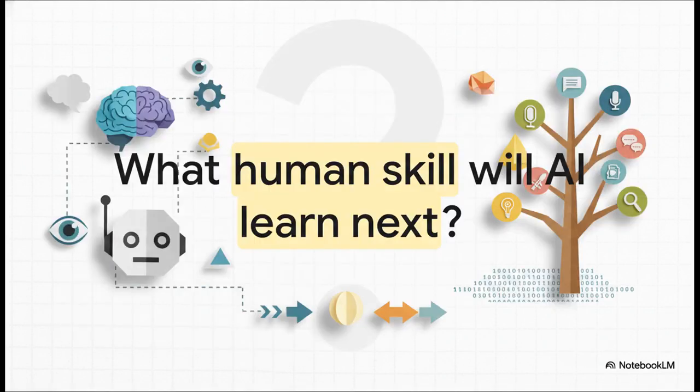And so that leaves us with a pretty fascinating question to think about, doesn't it? We've seen how AI can transfer skills from one task to another, a lot like we do. So as this technology gets even better and better at learning and adapting, what's the next great human skill it's going to learn from us?